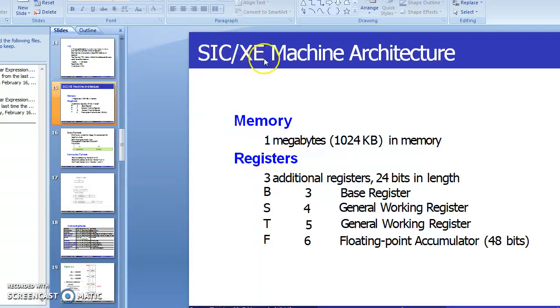Here we include one new element called XE. So what does XE mean? Extra equipment. What does extra equipment mean? We are going to include additional extra equipment to the SIC. That's why this is called SIC/XE. That means we include additional devices in the machine architecture. In other words, XE also represents extra expensive. Compared to SIC, we have to spend more money on the SIC/XE machine architecture. That's why XE is called extra expensive.